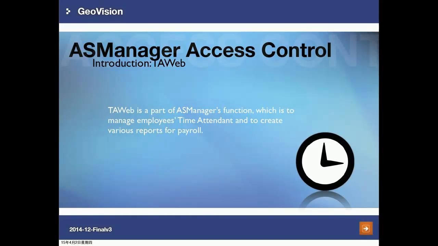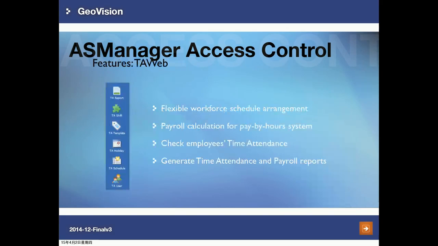Okay, next I'll go on to introducing our TA Web and VM Web. So what is TA Web? TA Web is actually an ASManager function that you can access by the web browser. You can use it to manage your employees' time attendance, and you can also create different types of reports and calculate the payroll for them at the end of the month.